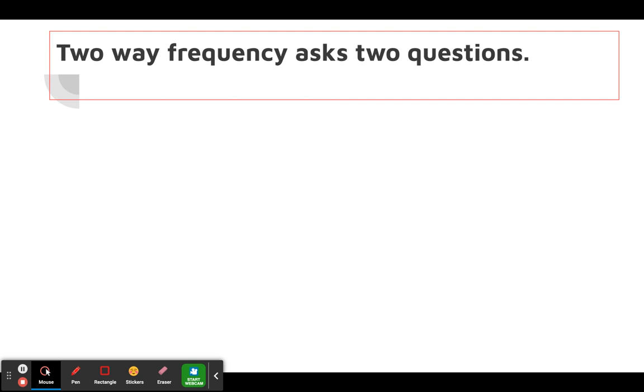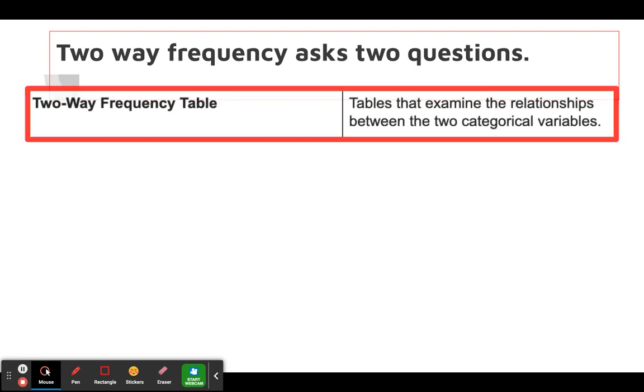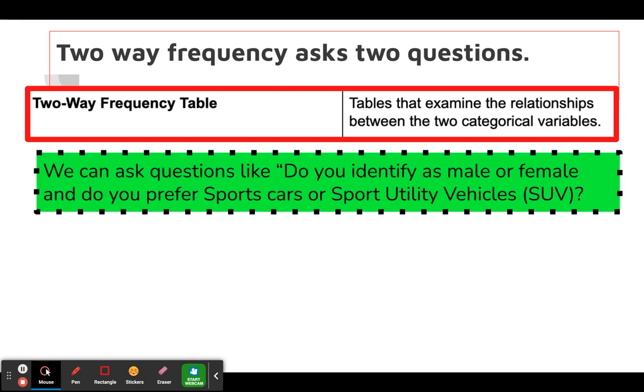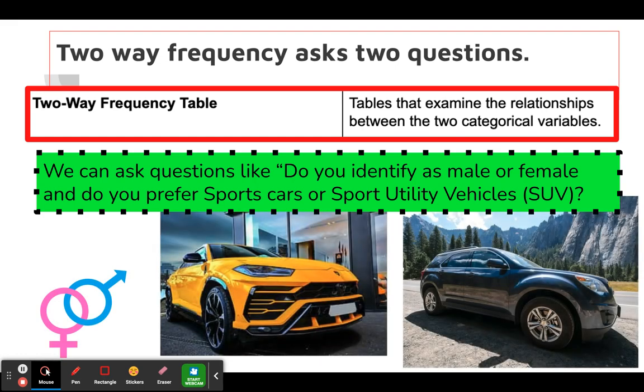Now we're going to start to look at two-way frequency questions. Of course, it asks two questions, not just one. A two-way frequency table is a table that examines the relationships between two categorical variables. So now we can ask questions. Do you identify as male or female? And do you prefer sports cars or sports utility vehicles? Notice we're asking two different things, male or female, and what kind of car you like, sports car or sports utility vehicle. Two different variables.